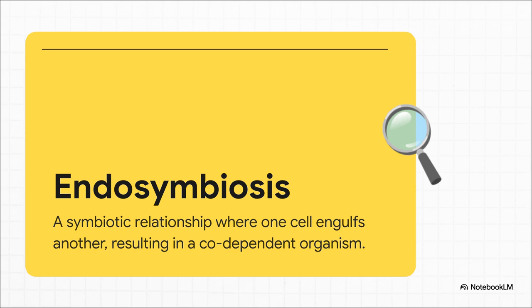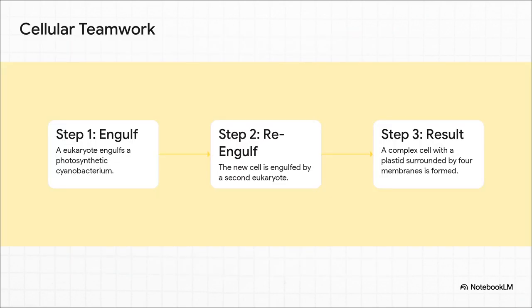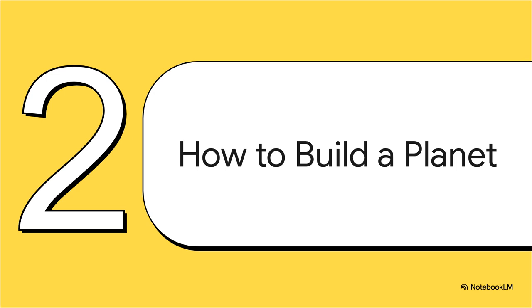The answer is this world-changing event called endosymbiosis. It's the story of one cell swallowing another, not to destroy it, but to form a team. It was basically a chain reaction of cellular teamwork. You had one cell that ate a bacterium that could make energy from sunlight. Then another bigger cell came along and ate that cell. And this process, happening over millions of years, created the ancestors of all plant life. It's just like a Russian nesting doll of evolution. So with these brand new, superpowered cells, life was finally ready for its next great project, moving out of the water and building a green planet.